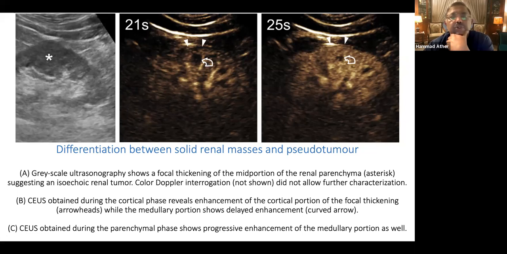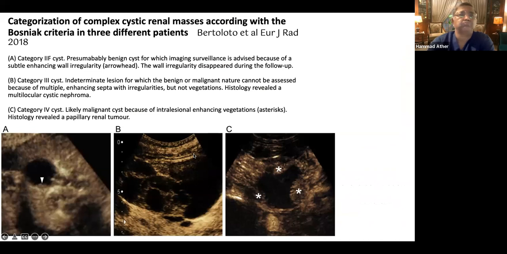Now, the CEUS during the parenchymal phase shows progressive enhancement of the medullary portion. So looking at these three phases, the grayscale ultrasound versus the early phase contrast-enhanced ultrasound, and then the medullary phase, can very clearly differentiate between pseudotumors and solid renal masses. Another area which is important is the characterization of complex cystic masses.